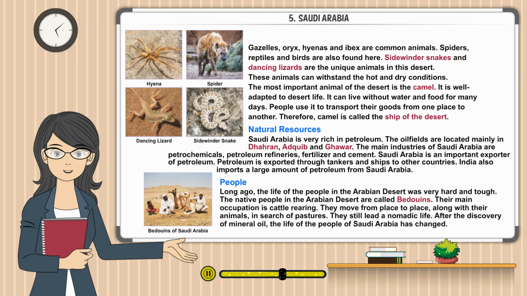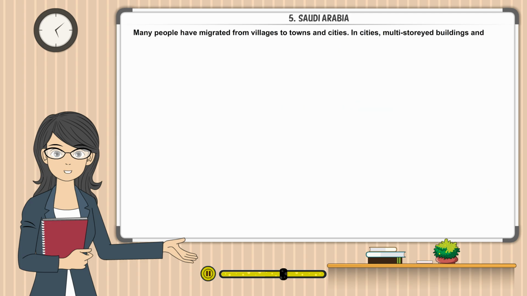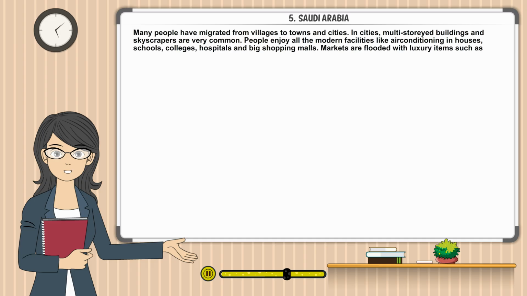After the discovery of mineral oil, the life of the people of Saudi Arabia has changed. Many people have migrated from villages to towns and cities. In cities, multi-storied buildings and skyscrapers are very common. People enjoy all the modern facilities like air conditioning in houses, schools, colleges, hospitals, and big shopping malls. Markets are flooded with luxury items such as televisions, computers, mobile phones and cars.